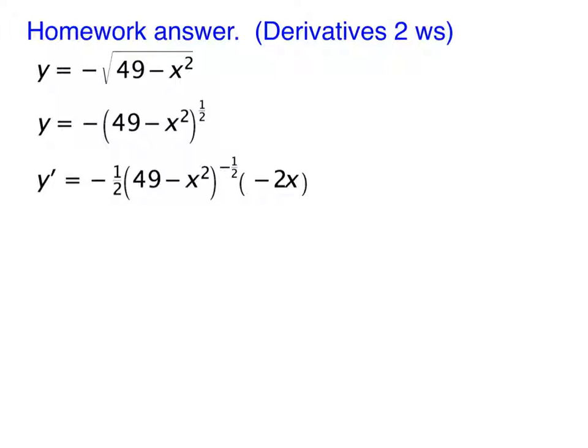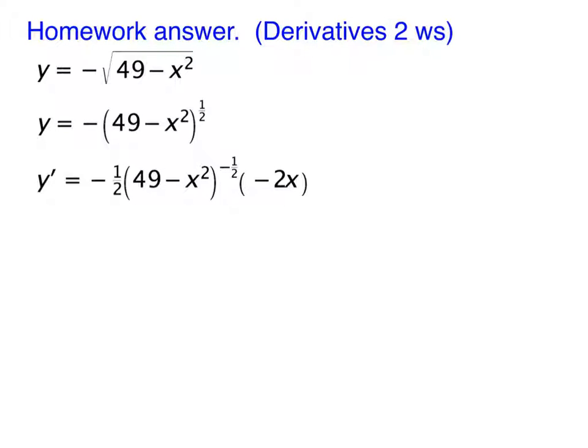I pull the exponent out front exactly as it was, and then I subtract 1 from the exponent to get my new exponent, hence the negative 1/2 exponent. The stuff inside stays the same, remember, with chain rule. We only change that when we take the derivative of the inner function. And the derivative of 49 minus x squared is the derivative of negative x squared, which is negative 2x.